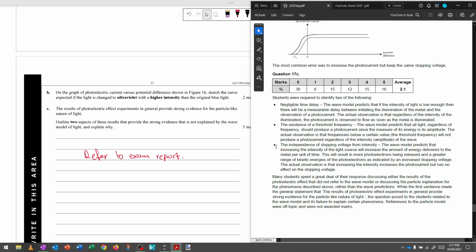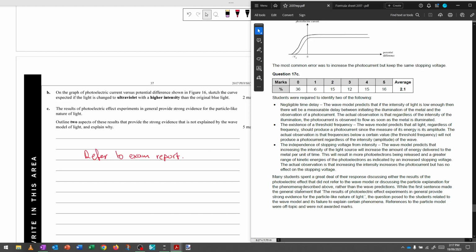And so if you have a more intense light wave, then you should expect the stopping voltage to increase because you've got more energy in the electrons that you're ejecting. But we actually don't see that. Increasing the intensity of the light doesn't change the stopping voltage. It simply changes the current, and the wave model can't explain that.